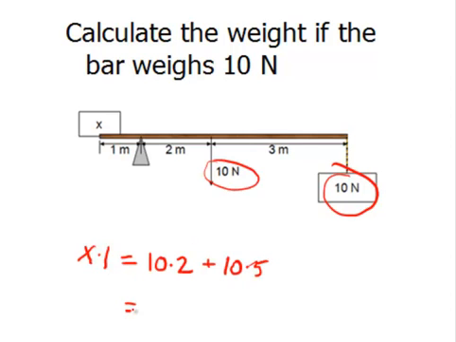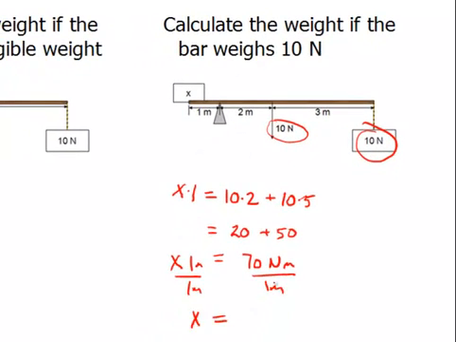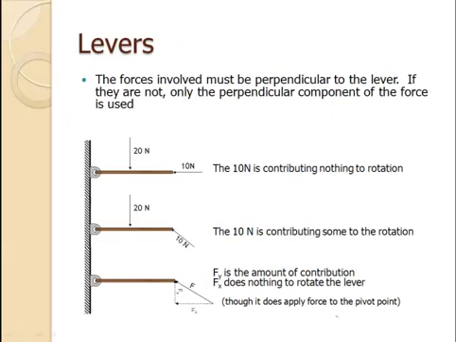So that gives us a total of 20 newton meters plus 50 newton meters, or 70 newton meters of torque equals x times 1 meter. Dividing both sides by 1 meter, the meters cancel out, and we end up with 70 newtons this time.